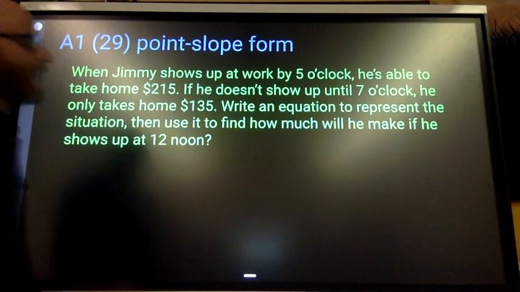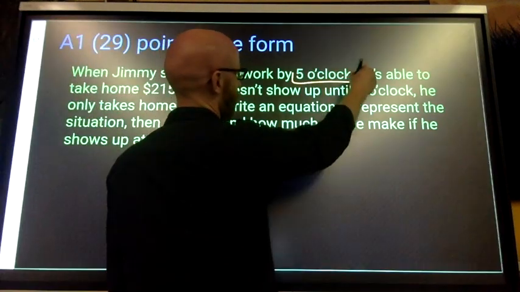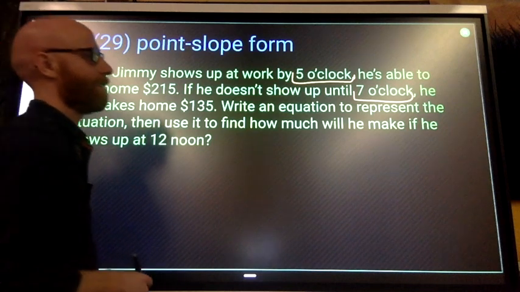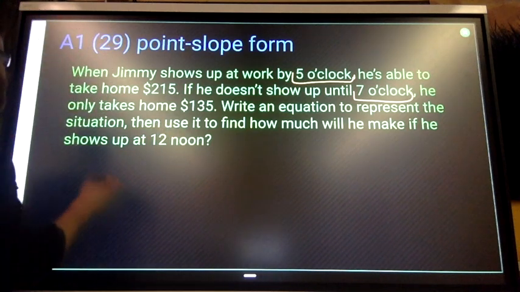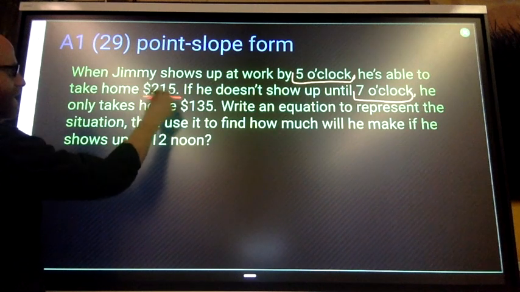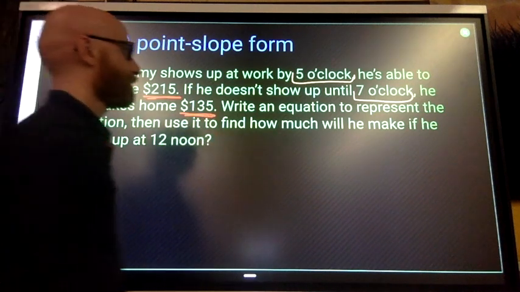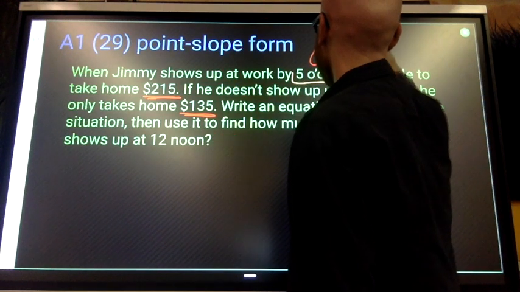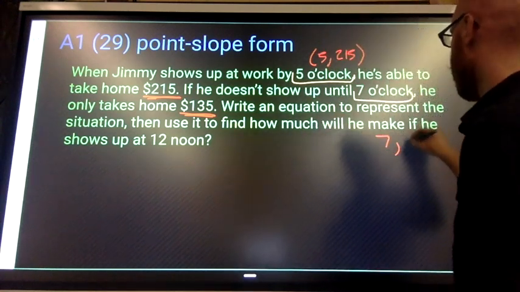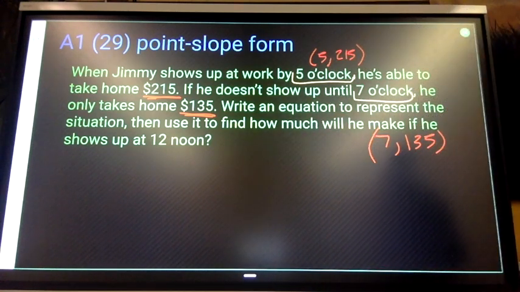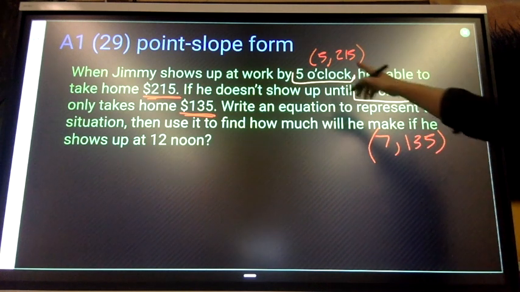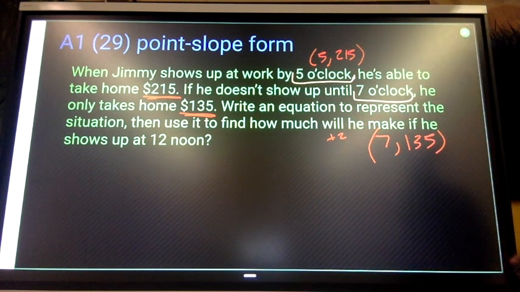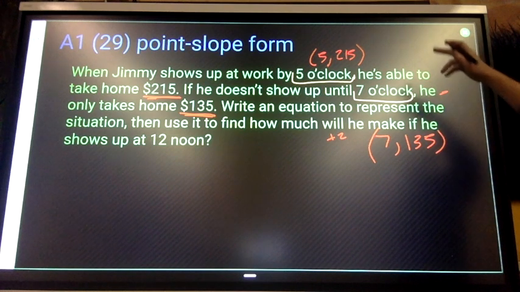All right, remember I said if you got to write an equation in Algebra 1, it means you're going to have two values that are changing. So one value that's changing is 5 o'clock to 7 o'clock. And the other thing that's changing is dollars to dollars. All right, so 5 o'clock goes with $215. 7 o'clock goes with $135. Find my slope. From 5 to 7, I'm adding 2. From 215 to 135, I'm subtracting 80.